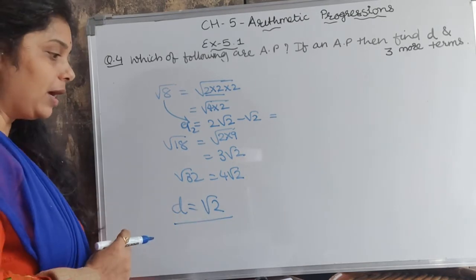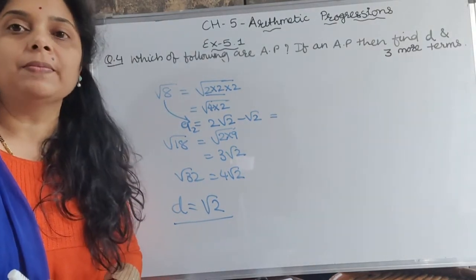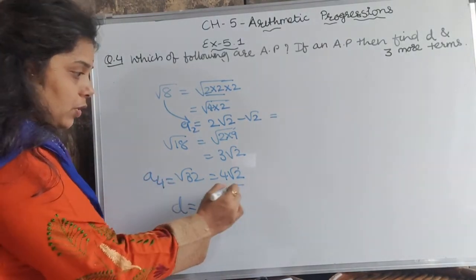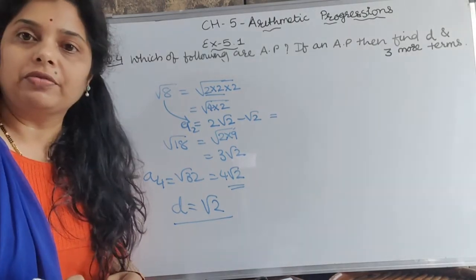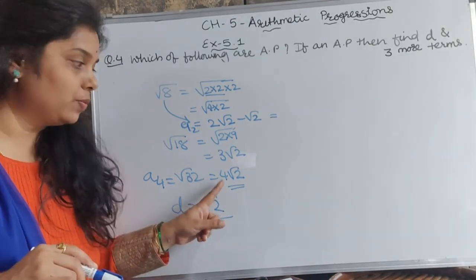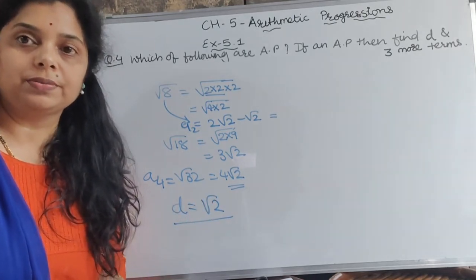And if we add root 2 to each term, we will get A5, A6 and A7. As the fourth term is equal to 4 root 2, then the fifth term is 5 root 2, the sixth term is 6 root 2, and the seventh term is 7 root 2. I hope you got it.